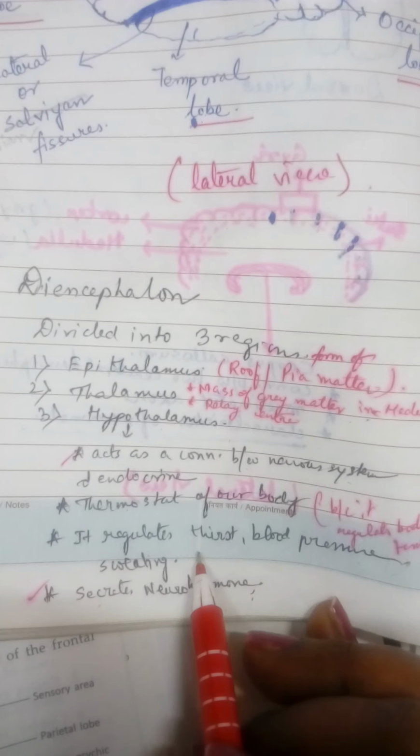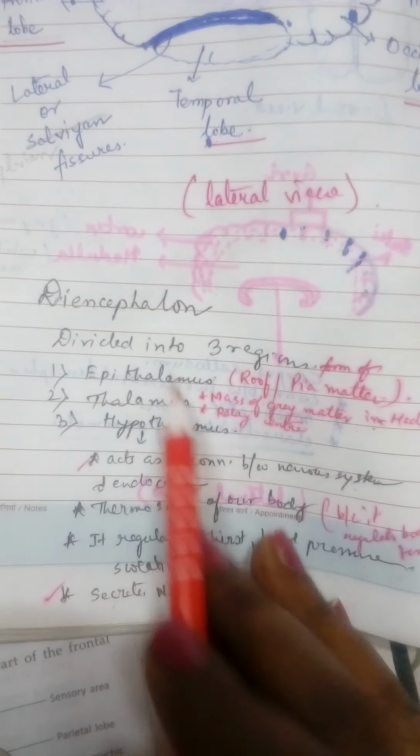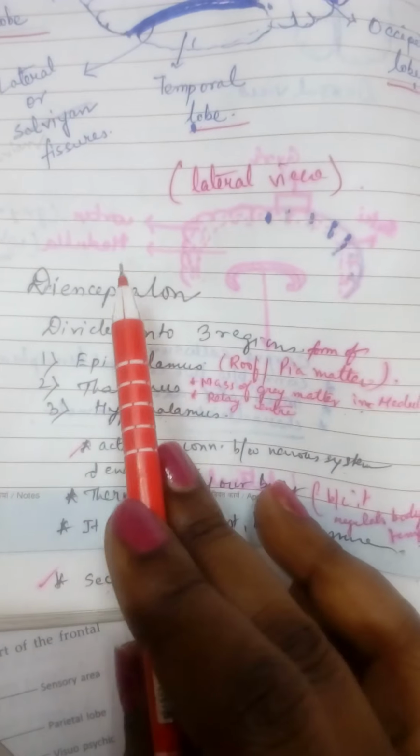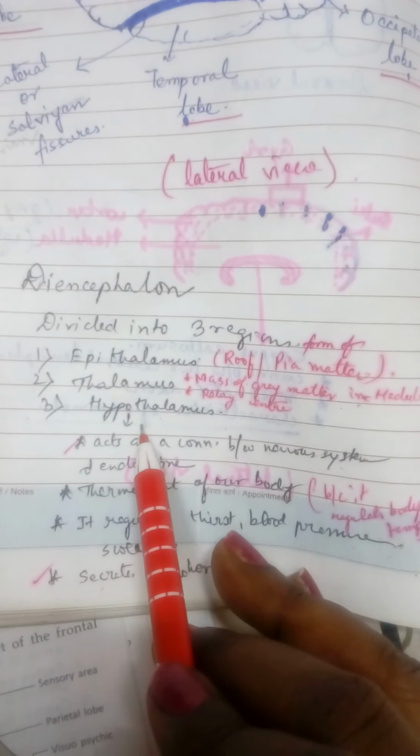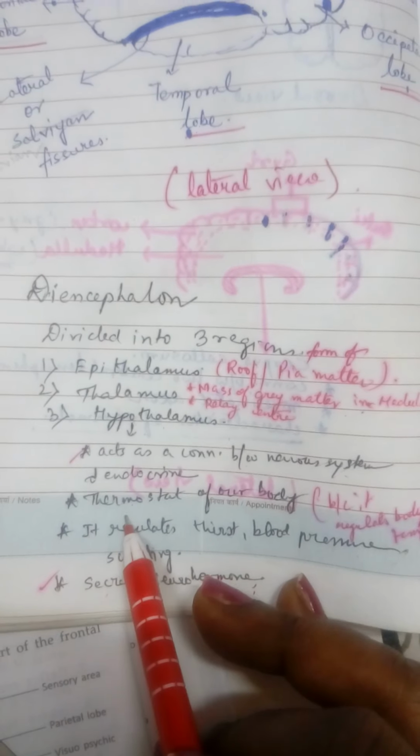Only the functions are given here, so I wanted you all to make it clear that the diencephalon is divided into three parts: epithalamus, thalamus, and hypothalamus. And what are those functions? You all should know it.